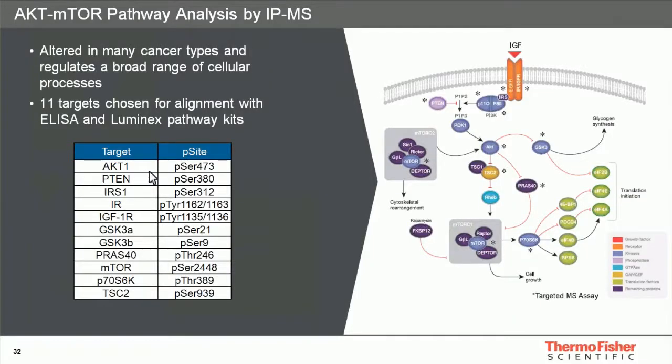Why do we want to study AKT-mTOR pathway targets? Because we know that the AKT-mTOR pathway is altered in many cancer types, and it regulates a broad range of cellular processes. So we chose 11 targets from this pathway. As you can see here, they are highlighted as asterisk stars. The reason we chose these 11 from this pathway is that these are the most relevant targets, and we also found alignment with ELISA and Luminex pathway kits. So we had 11 total targets from the pathway.